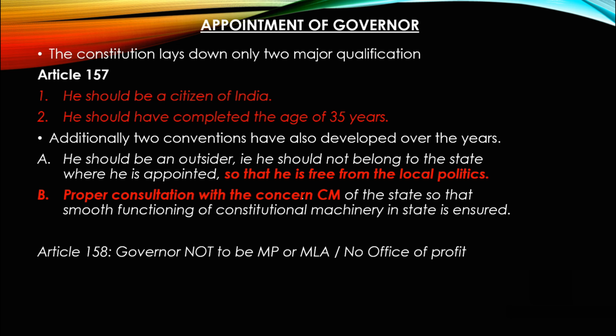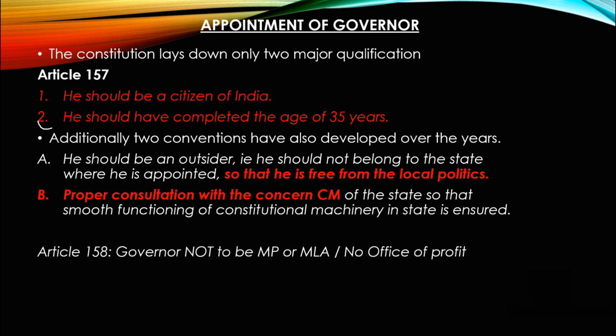The next important thing, which is not written but is in the convention, is proper consultation with the concerned CM of the state, so that smooth functioning of the constitutional machinery in the state is carried out. So this is another prerequisite, that the CM and governor have to work together as one. Unless there is peace, coordination, and cooperation between these two offices, the state will suffer severely. So we expect the state to be a good, progressive and healthy state. The governor and the CM should work together as one.